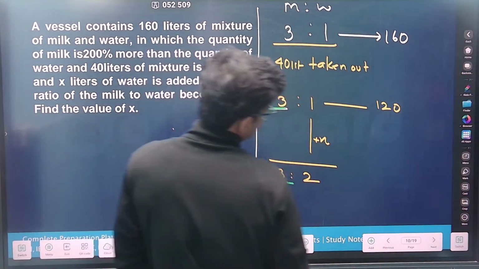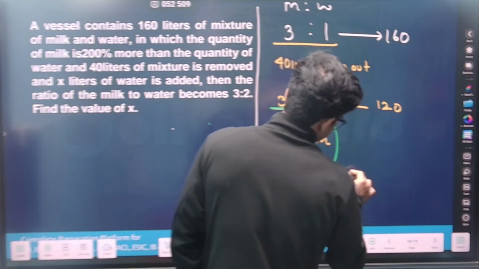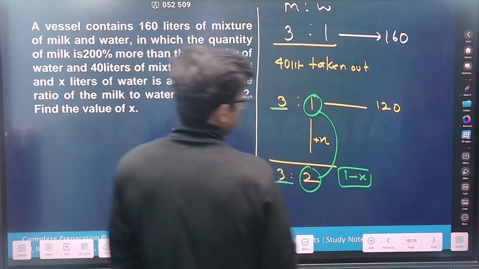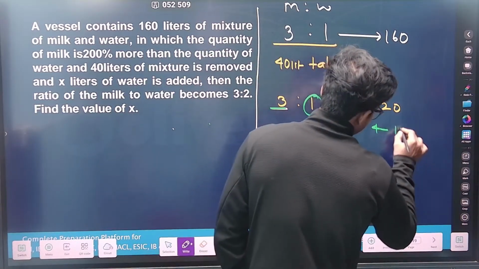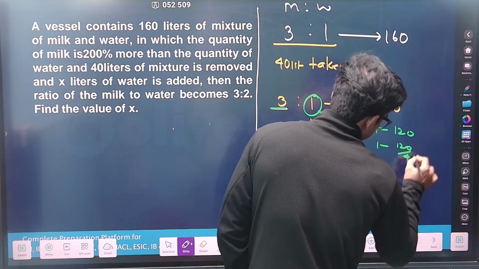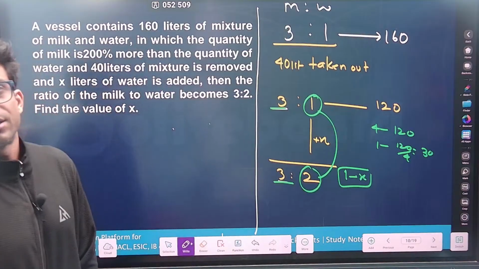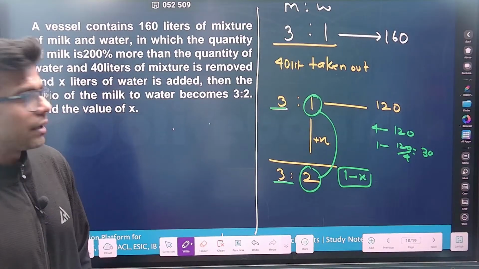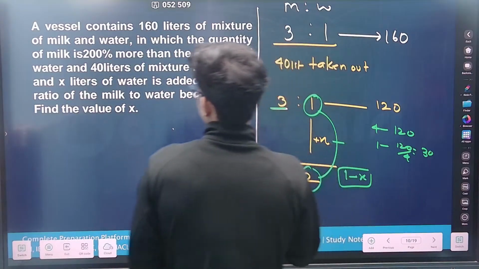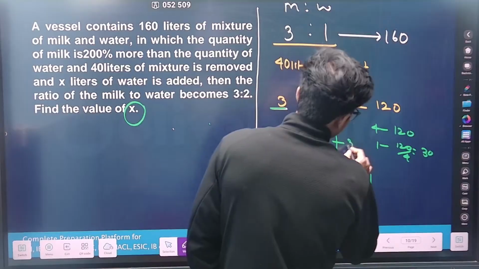So basically, can I say that from here to here, the difference is basically 1. 1 is equal to x. If 1 is equal to x, then can I say that 4 is equal to 120? 4 is equal to 120, then 1 is equal to 120 by 4, which is 30. Till now I think this is clear to everyone. Now if x is equal to 1, they are asking to find the value of x. So the value of x would be 30 only, na?